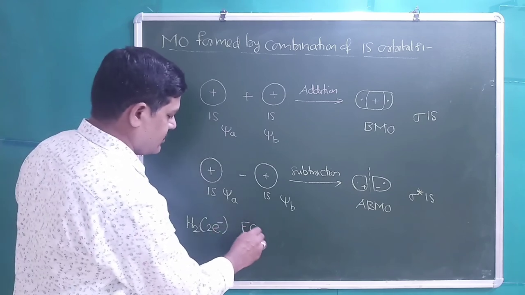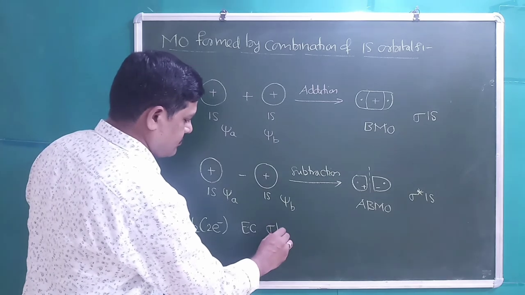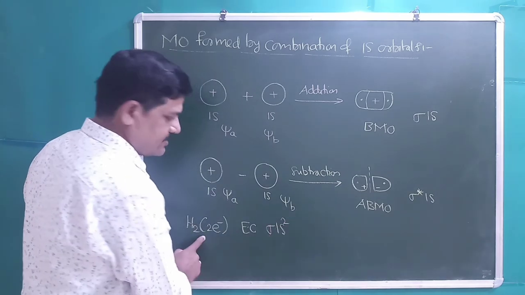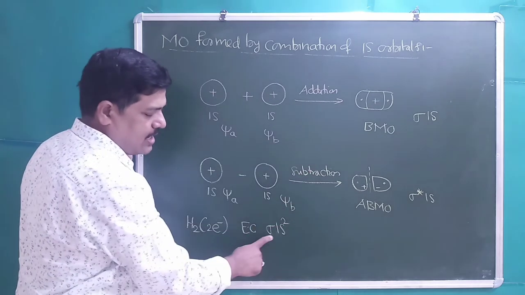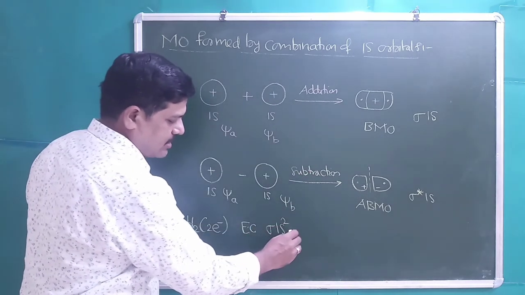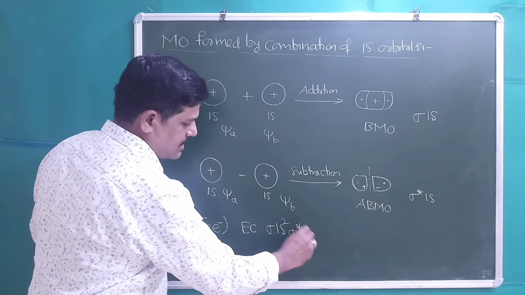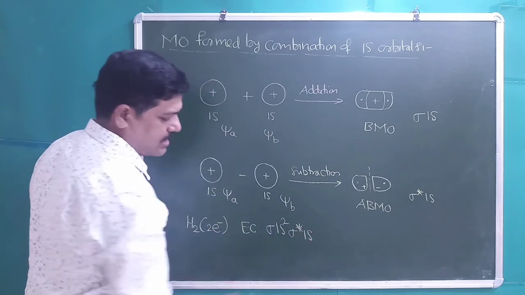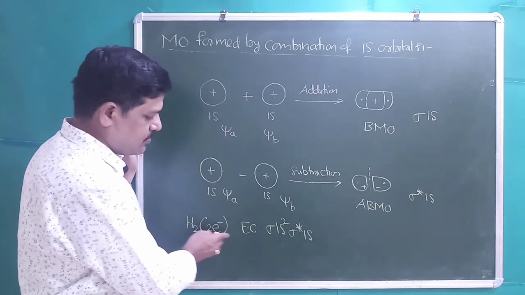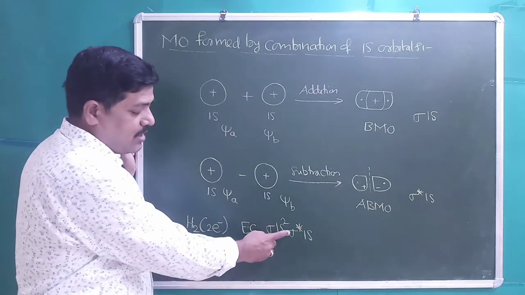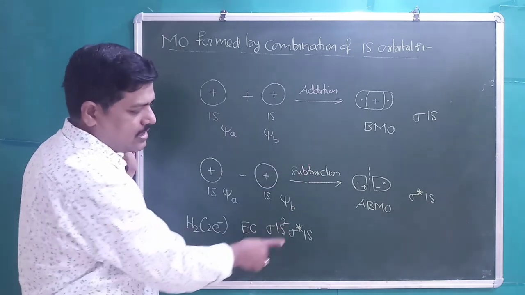Students, for the hydrogen molecule H2, which has 2 electrons, we can write the electronic configuration according to MOT as sigma 1s2. Both the electrons are present in the bonding molecular orbital. Sigma star 1s orbital does not contain any electrons.